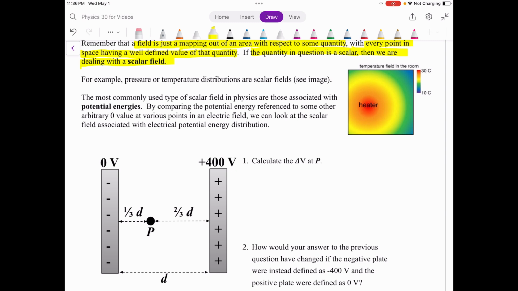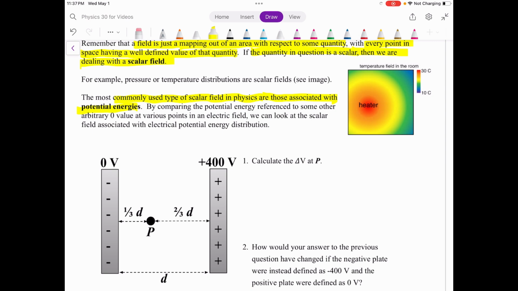Now, the most common type of scalar field you'll encounter in physics are those associated with potential energies, right? We know energy is a scalar quantity, so if we map out potential energies in an area, we're mapping out a scalar field. But again, it's the same idea. We're just assigning a certain amount of potential energy to all the positions in an area, in a volume, right? And that is a scalar field. Okay, a potential energy field, essentially.